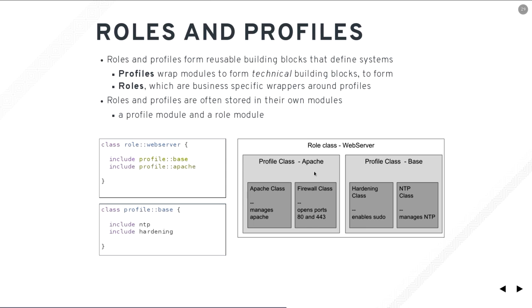So we have 2. There's the profile, which is a technical building block, which you see in the bottom left corner there, which wraps together things like, in this example, a hardening class and an NTP class to form a technical building block that is for you, the sysadmin. And then together, a couple of those profiles form a role. For example, the role web server, which you see in the top left there, which means something to your customer or your business. So you build from technical building blocks, you build more business-driven wrappers for all of your classes to make it easier to assign those classes to your systems.